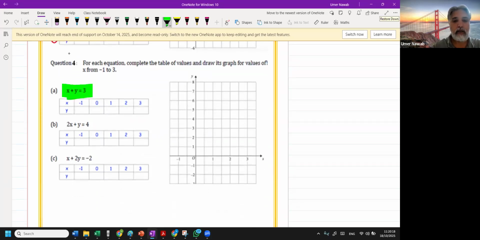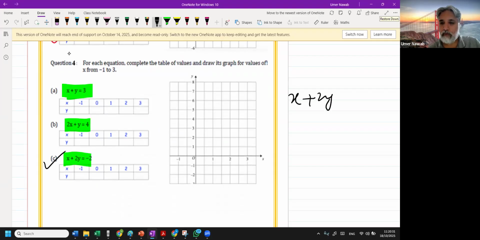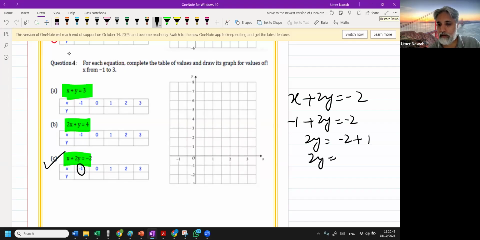Again, x plus y is equal to 3, 2x plus y is equal to 4, x plus 2y is equal to negative 2. Why not? I can solve this question for you. The question gave me x plus 2y is equal to negative 2. I have to plug in negative 1. Negative 1 plus 2y is equal to negative 2. So 2y is equal to negative 2 plus 1. 2y is equal to negative 1, and y is equal to negative 1 over 2. So I'm going to write here negative 1 over 2 or negative 0.5.